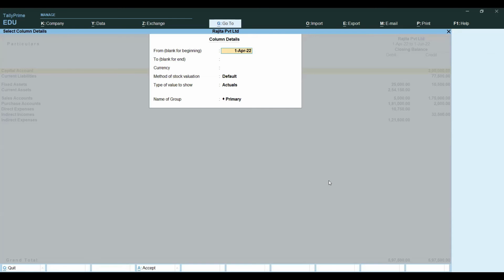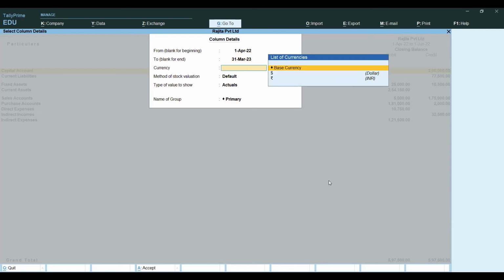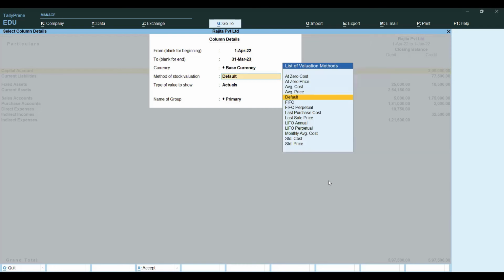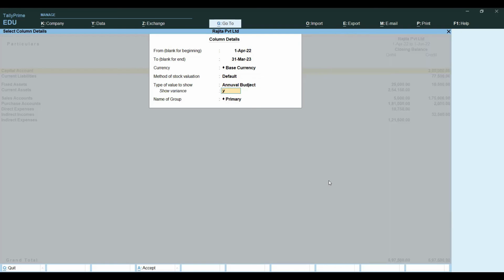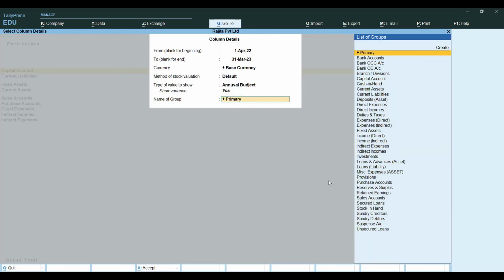Which period budget do you want to view? You can update a date. I want to view the yearly budget now. Currency: base currency only. Method of stock valuation: default. Type of value to show: actual budget. If annual budget, you can select it. The annual budget we created shows by that name. You can select it. Show variance, you can set as. Enter name of a group: Primary.